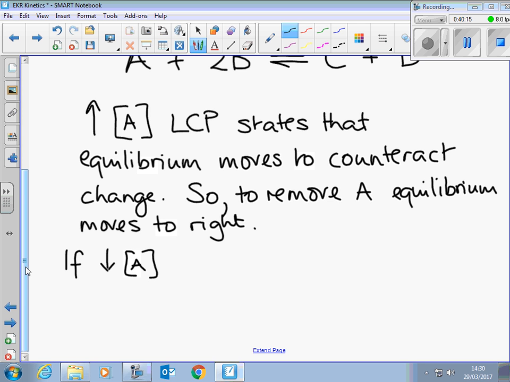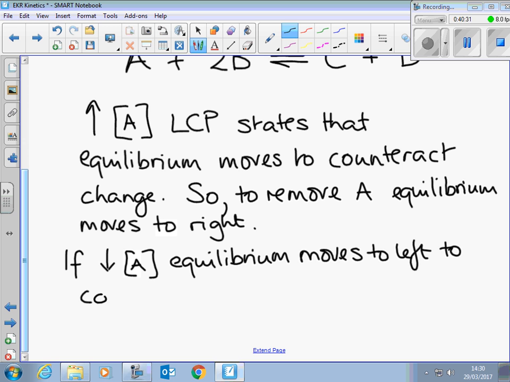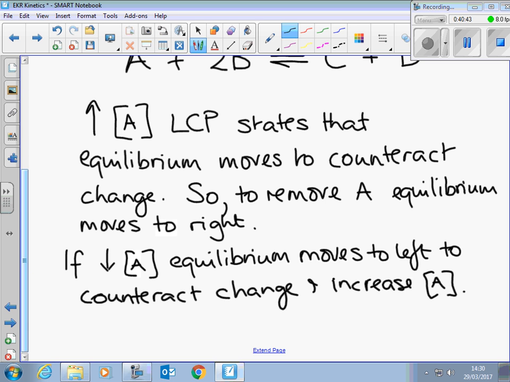So if you reduce A, then the equilibrium moves to the left to counteract the change again. So an increase in the concentration of A. All right, so fairly straightforward, and that was supposed to be the principle behind adding the water, adding the chloride ions.